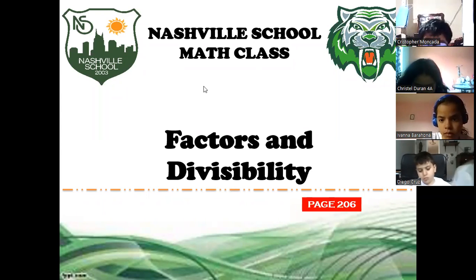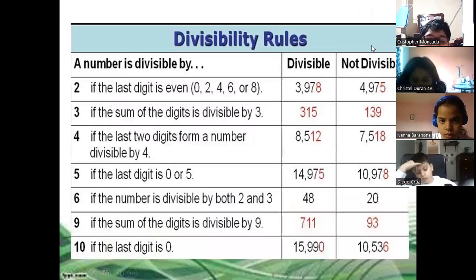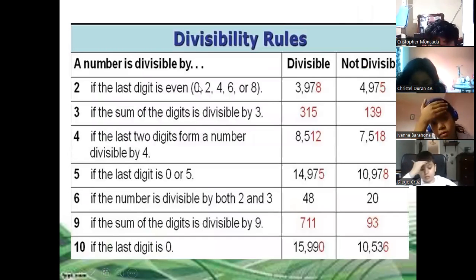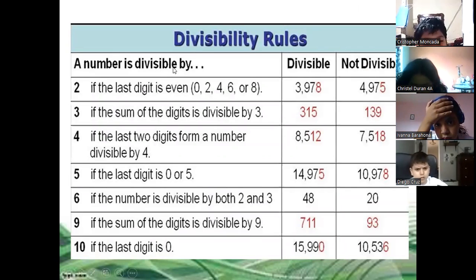Factors and divisibility is the topic we are going to continue working with. Page 206. But before we start with the problems, let's review the divisibility rules. Yesterday, we saw this one. A number is divisible by... Divisible means that we can divide it by 2, or if we can divide it by 3, and the leftover is 0.